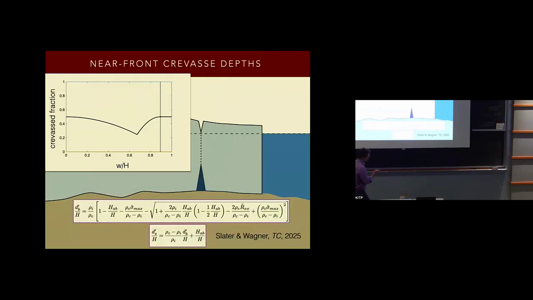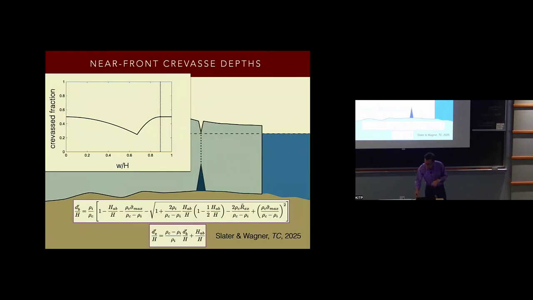And it's surprising for a very simple idea. It's surprisingly complicated, but you can do it. It's just algebra. I note that you need an ice tensile strength in this case. For 0 ice tensile strength, your crevasse would always penetrate all the way. So you need some strength.